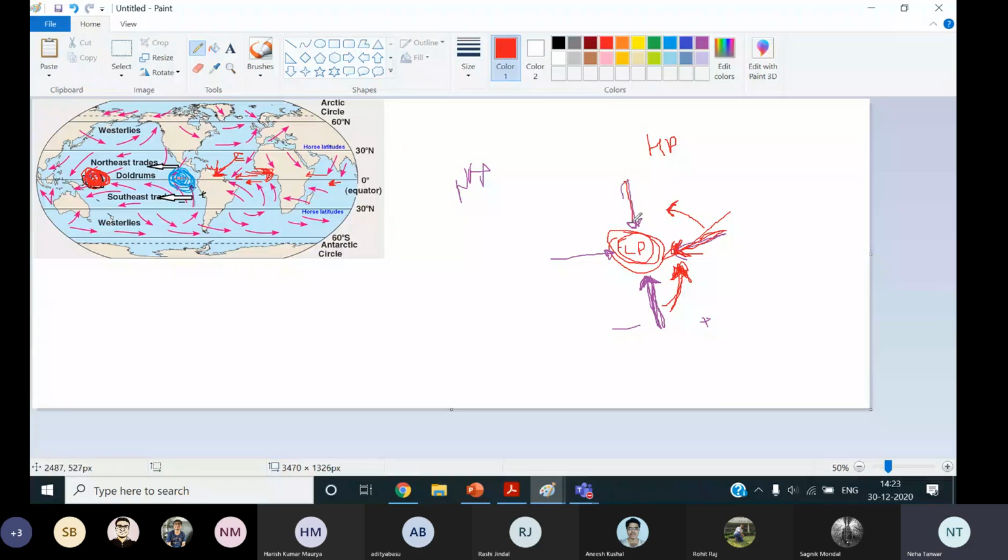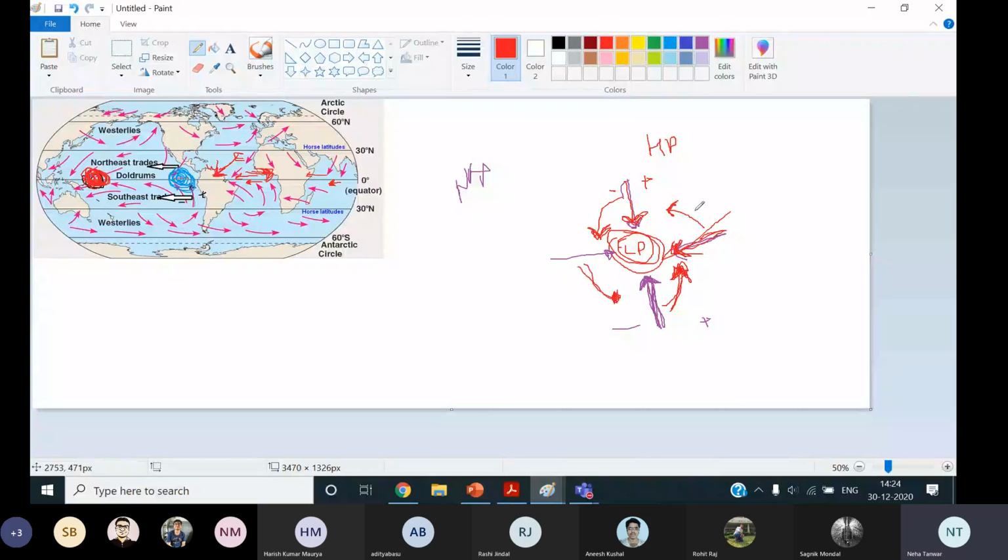What about this wind, which is coming from the pole towards the equator? In which direction would it be deflected, positive or negative? Please give the answer. Negative, right. So the one that I'm drawing in red will be the resultant motion of the wind.